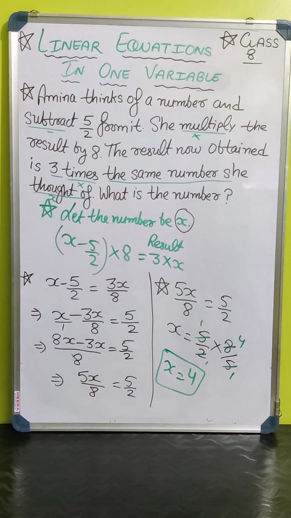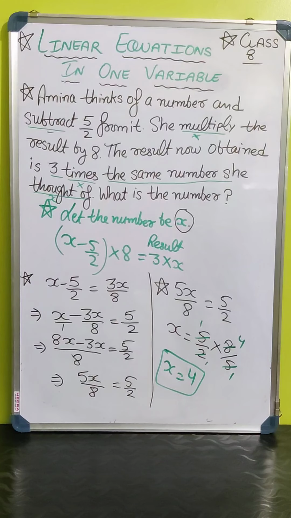Okay students, so this is the first type of linear equation, in which we have to think about a number or any rational number, and different operations we have to apply, like multiplication, subtraction. Then you have to find out the given number. So this is the first type of the linear equation.